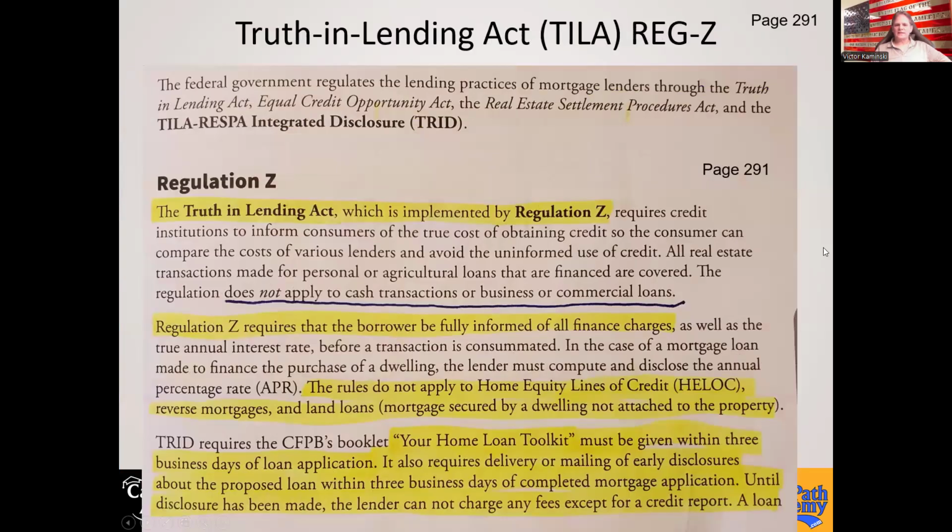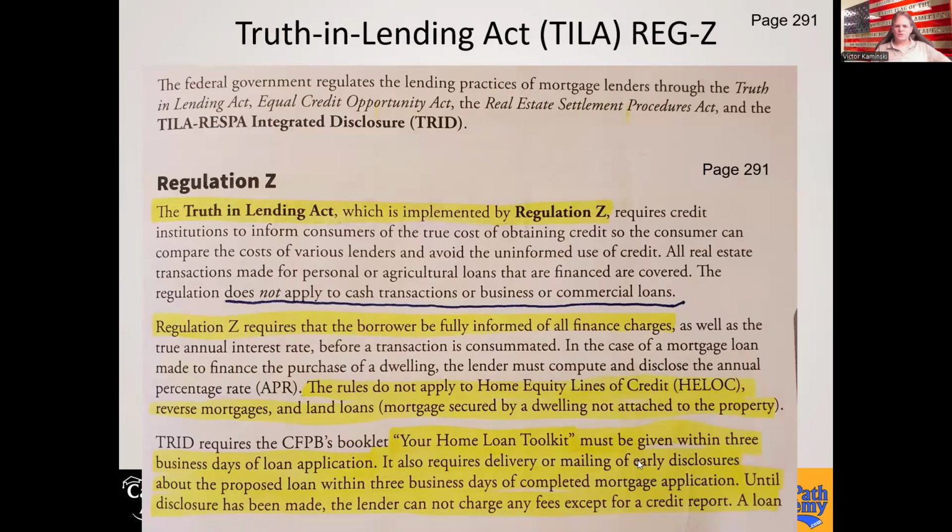All right, Regulation Z, the Truth in Lending Act, implemented by Regulation Z, does not apply to cash transactions or business or commercial loans or loans for movable, where is it? Yeah, it also doesn't apply to home equity lines of credit, reverse mortgages, or land loans secured by movable dwellings, like mobile homes. Okay, let's see what else we got here.